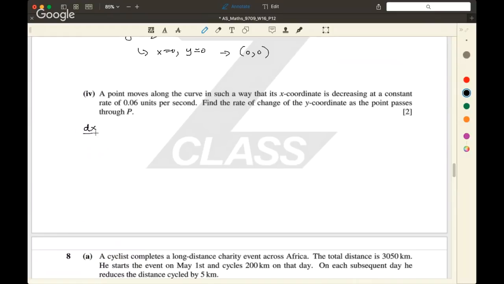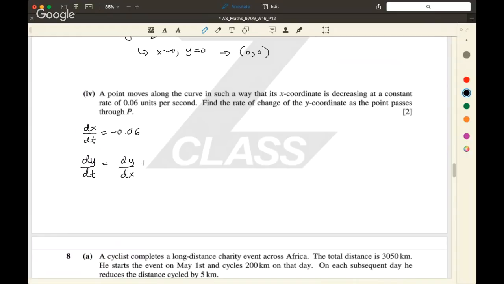So what does that mean? It means that dx/dt is equal to minus 0.06. It's getting smaller, and that's how quickly it's getting smaller. Now they say find the rate of change of the y-coordinate. That just means dy/dt. And so for this, we use the chain rule.